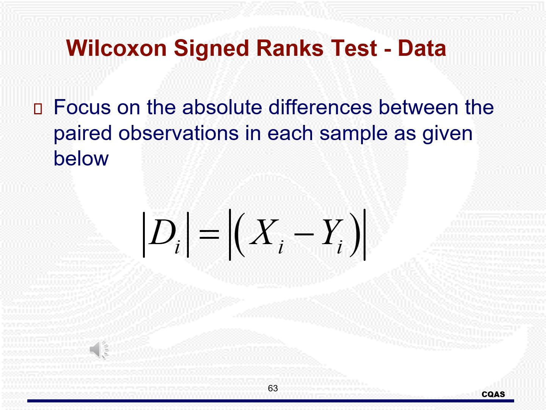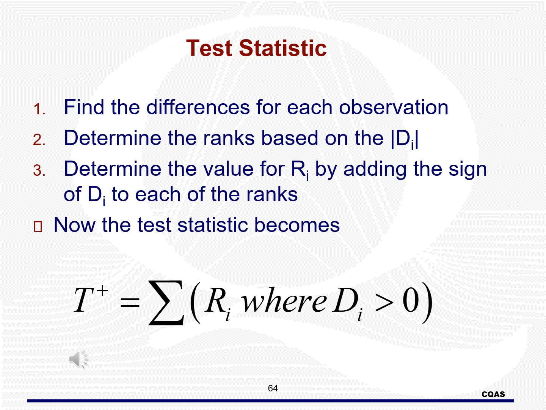Now let's find the test statistic. Here is how we find the test statistic T plus. Find the differences for each observation. Determine the ranks based on the absolute value of d. Determine the value for R by adding the sign of d to each of the ranks. Now the test statistic becomes the sum of the ranks where the differences are positive.